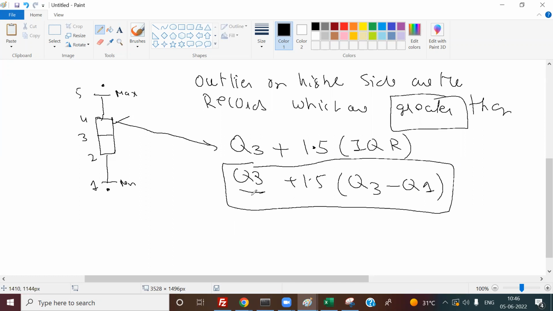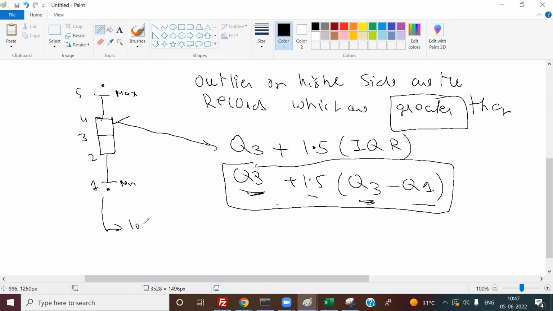See, basically what is Q3? Q3 is nothing but the 75th percentile. The 75th percentile would always be more than the 25th percentile. You take 1.5 times of that, add it to Q3. If a value is more than that, it is an outlier on the higher end side. Values which are more than that.